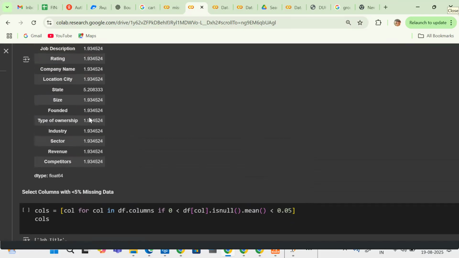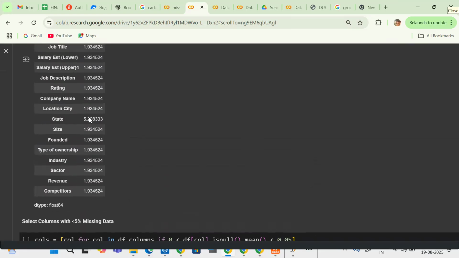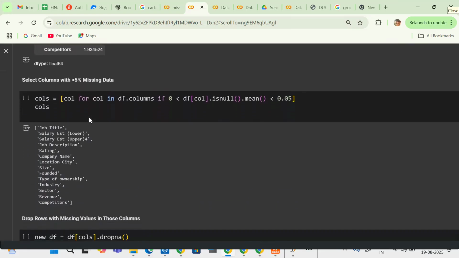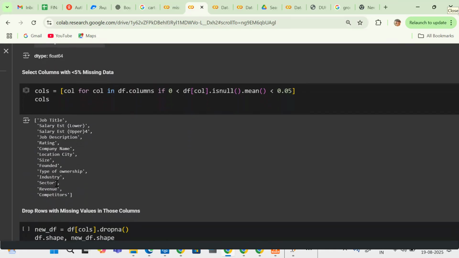Is it giving me the state column? No, it is not there, because it has more than 5% missing and is already screened out. So you can see the state column is not visible here. These are the columns which have less than 5% of missing data.